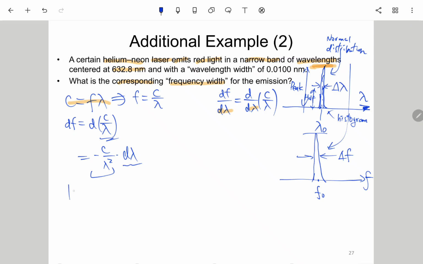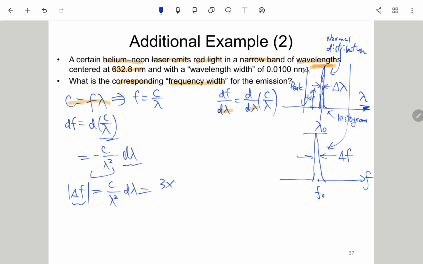If we would like to take the absolute value of df, we write it as delta f. If you like, you can also consider it to be df or delta f. They usually refer to similar stuff. Here we just ignore this negative sign, so we have c over lambda square and then d lambda. So here we can actually plug in all the values.